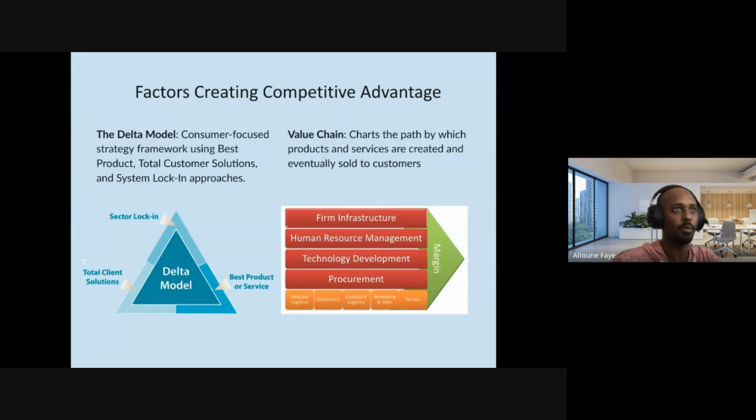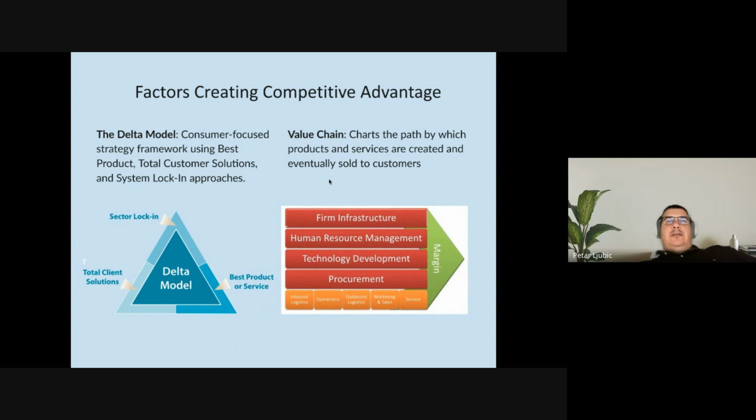Now that we know what competitive advantage is, what are the factors that can give us a competitive advantage? According to the book, there are two factors. One is the Delta model. The other is the value chain. I'll start with the value chain. Anybody familiar with it? Obviously, the diagram is here, but who is familiar with this?